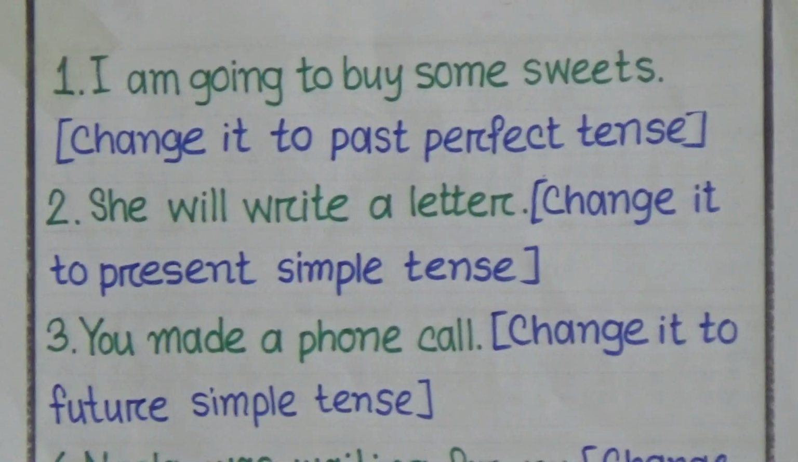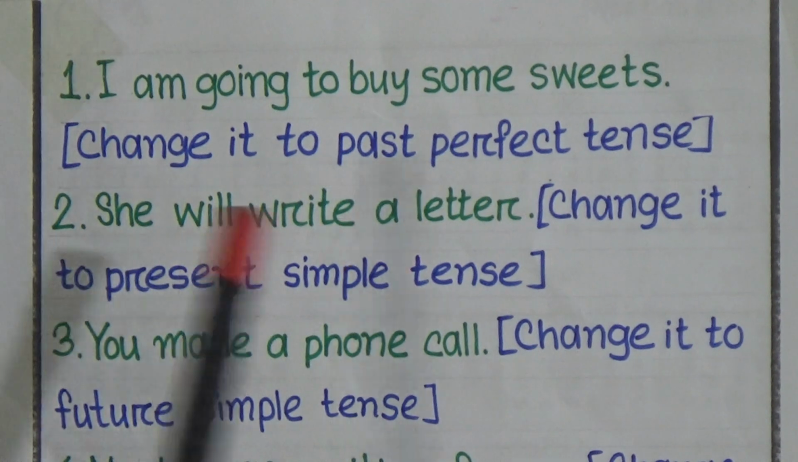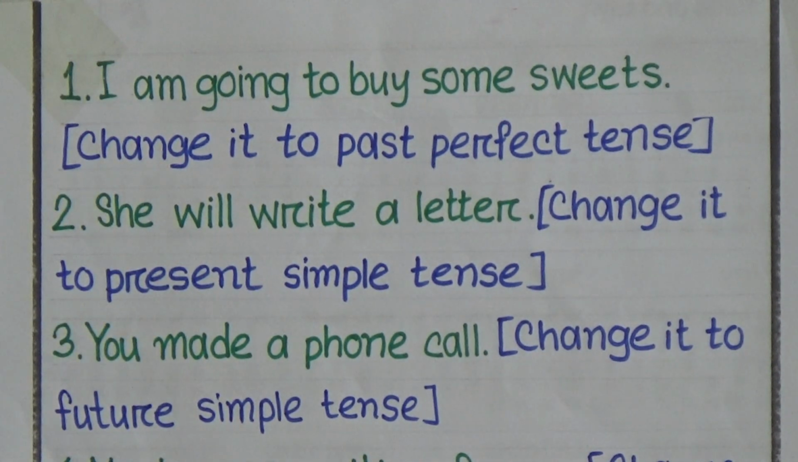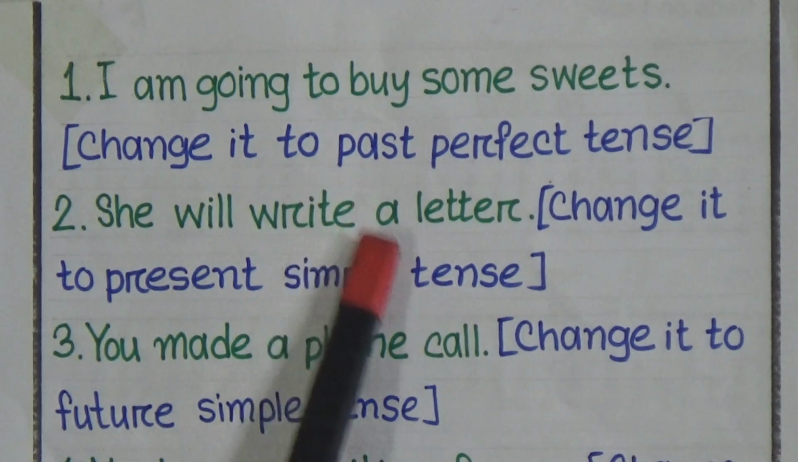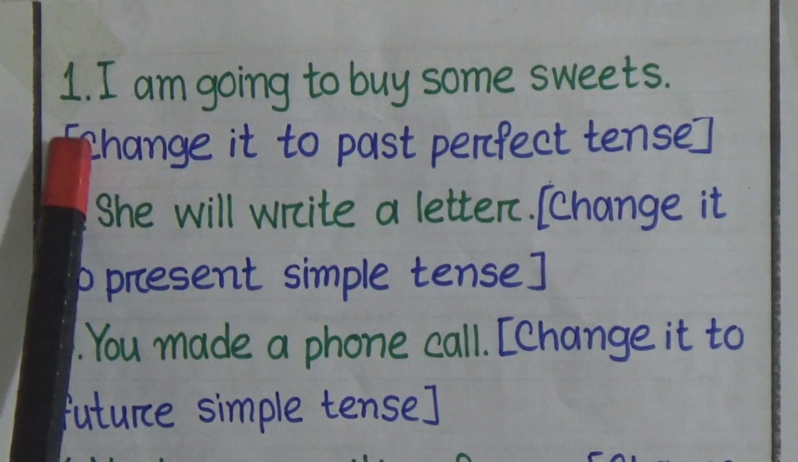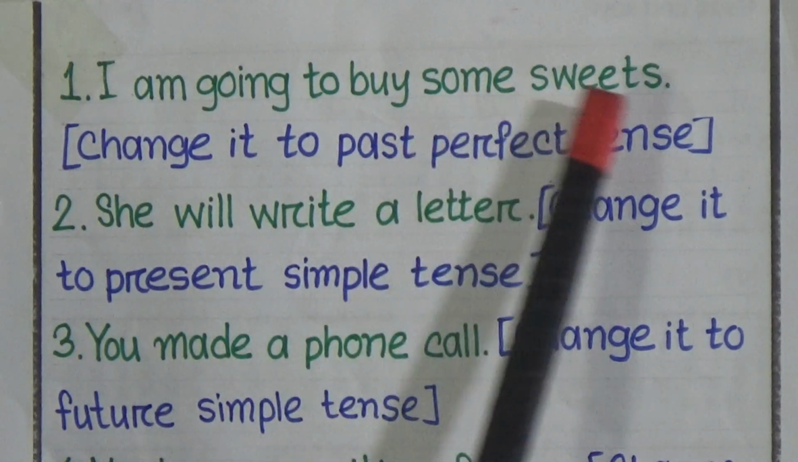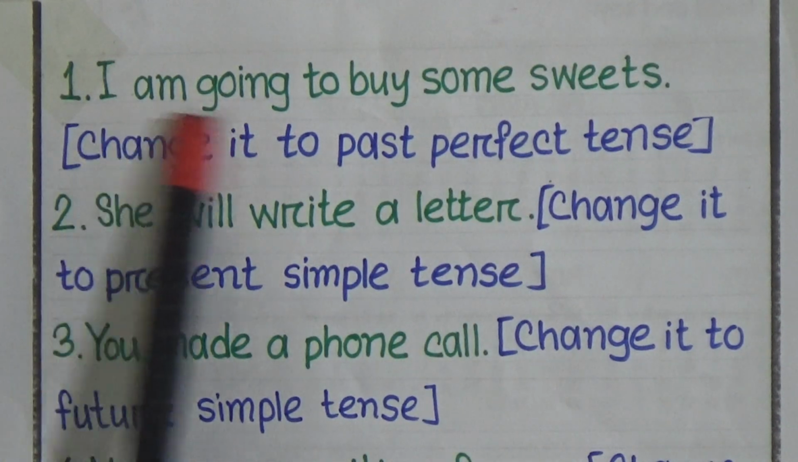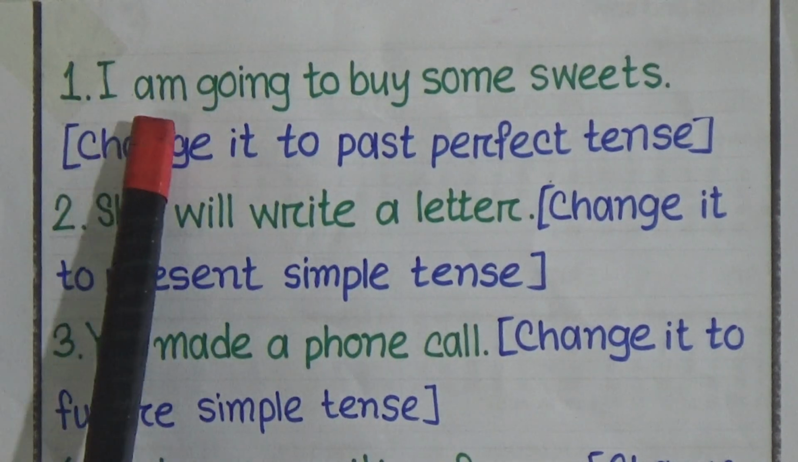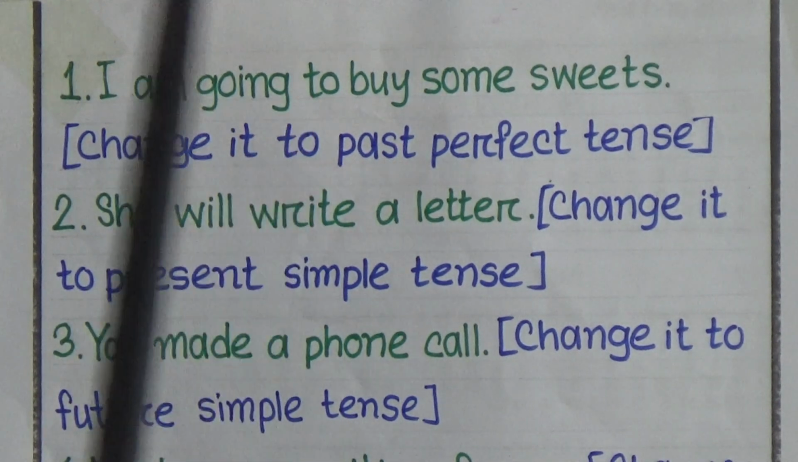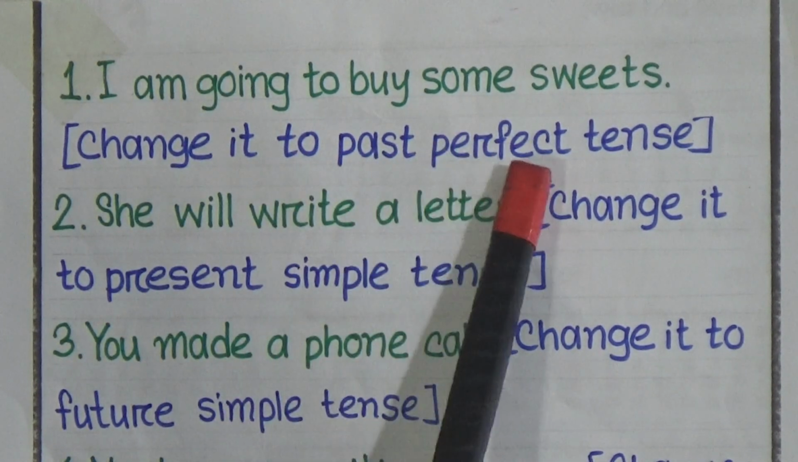Today's topic is tense and it is RW or revision word. Students, here I have written 6 sentences and you have to change them according to the mentioned tense. First one is, I am going to buy some sweets. So this sentence is given in present continuous tense. We can say am going. This is the indication of present continuous tense and we have to change it to past perfect tense.